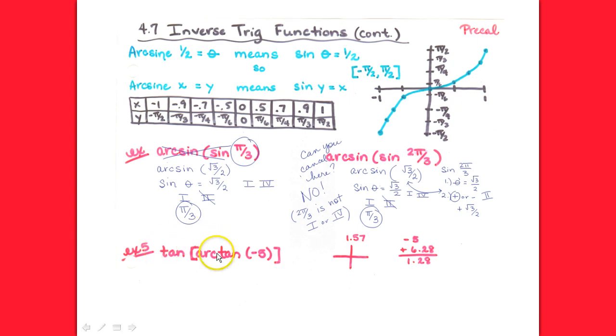I have the tangent of the arctangent of negative 5. Can I cancel? How do I know? Where does negative 5 have to be?